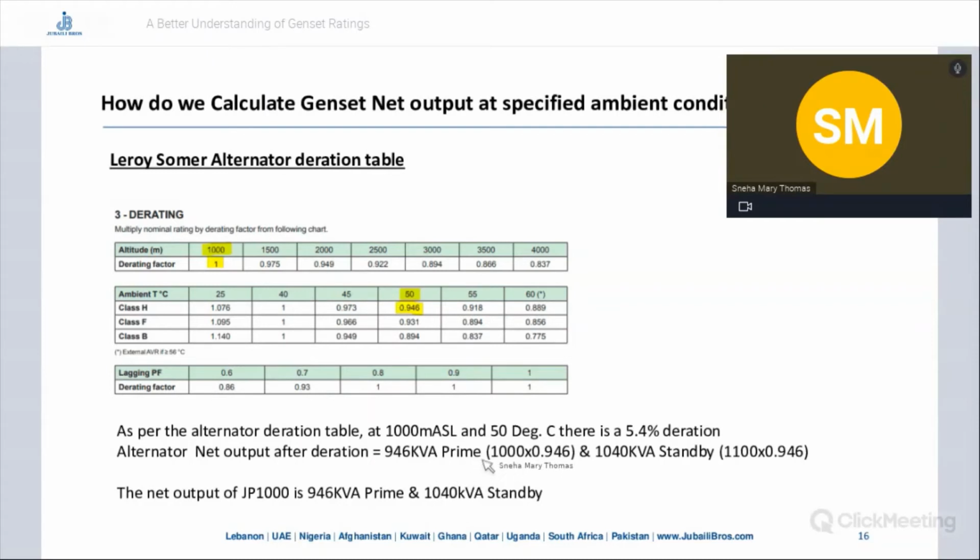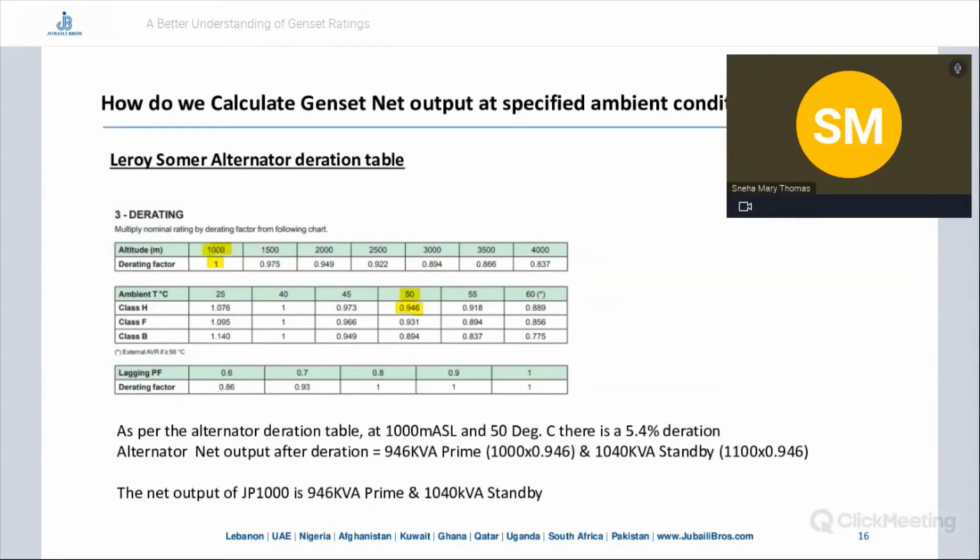Thus, the net alternator output at these conditions, which is 1,000 meters above sea level and 50 degrees Celsius ambient temperature, will be 946 kVA prime and 1040 kVA standby.